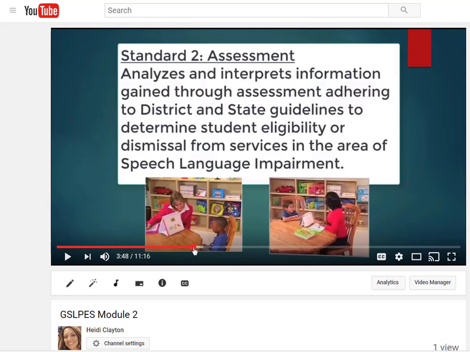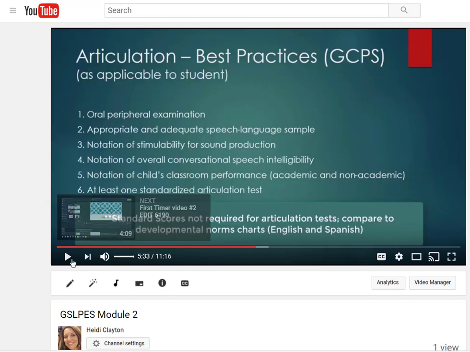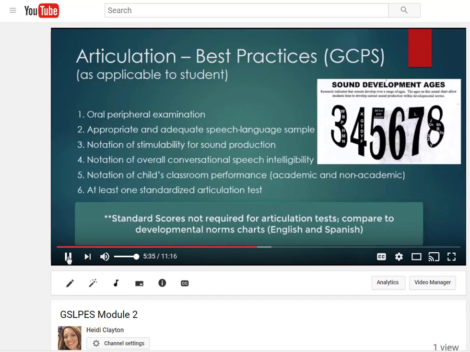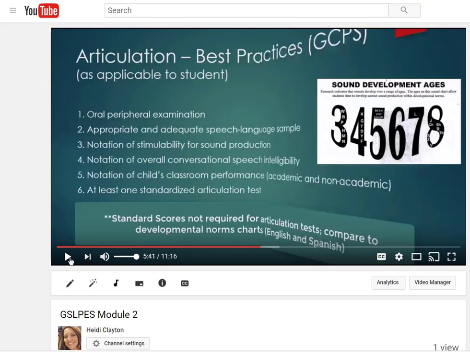I learned a few more annotations, animations. Animations is the word I'm looking for, with my pictures to provide a little bit of movement within the video production, just to give it a little more interest. I learned how to layer graphics as well. Be used. Note that standard scores are not required for articulation tests as they're compared to developmental norms. And then give it some animation to flip through there.